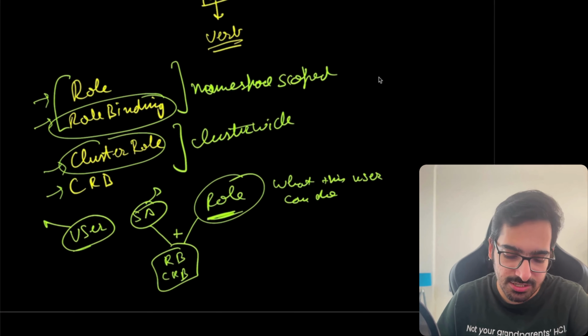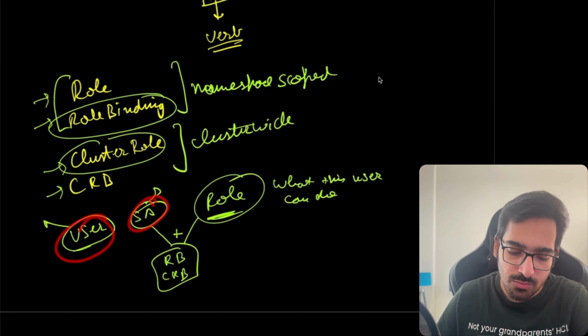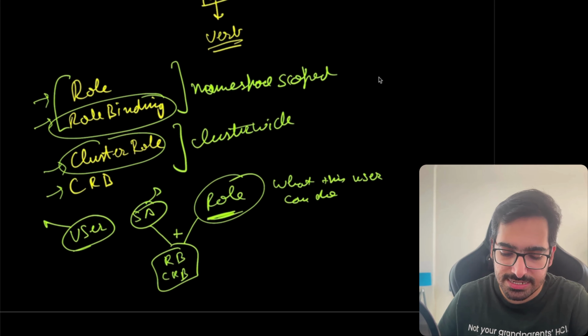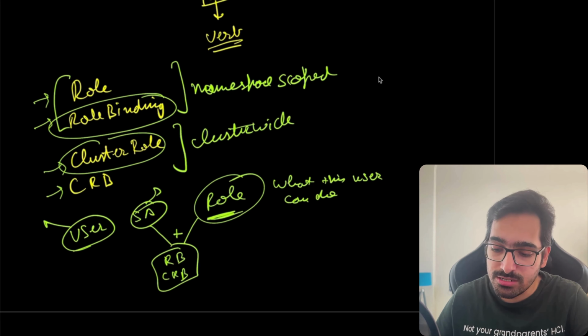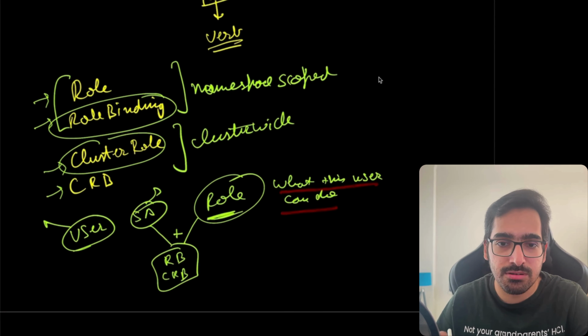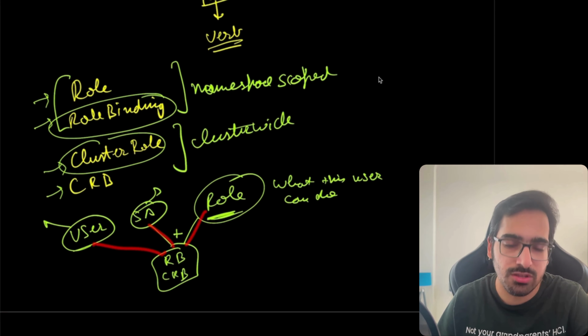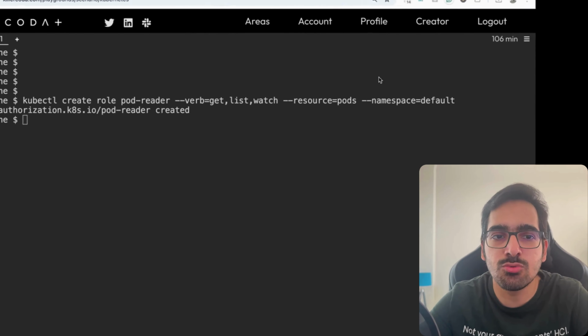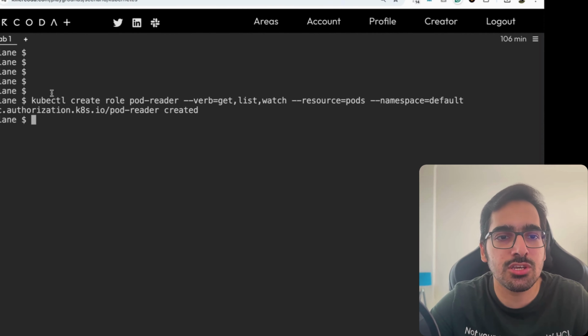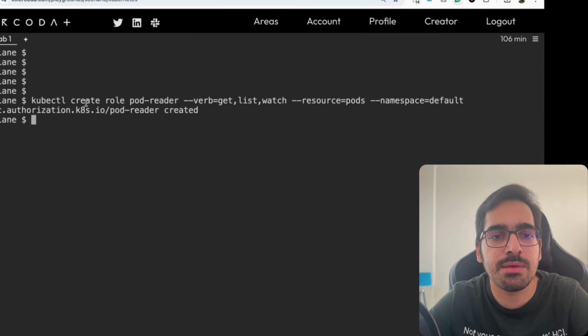So first you create a user or a service account. Once the user or service account is created, you will create a role. In the role, you define what this particular user can do within the cluster. And then role binding or cluster role binding means linking of this role with the service account or the user. Let's do that. You can create that using the kubectl create command or the YAML manifest.